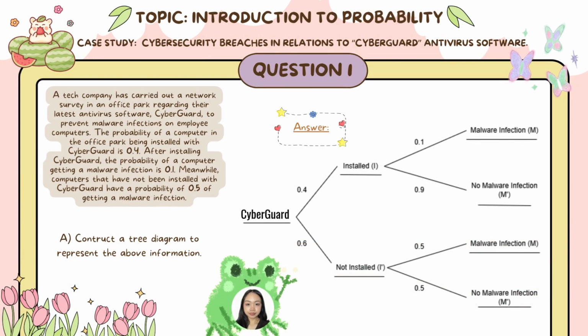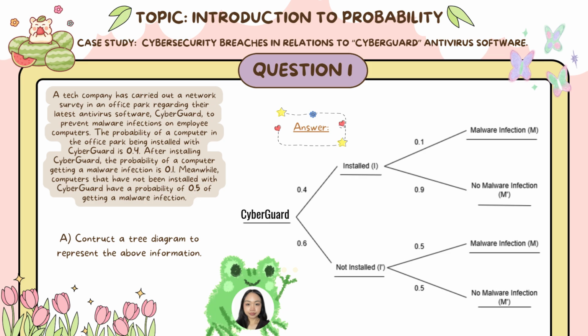The next topic is Introduction to Probability. Question 1. Case study: cybersecurity breaches in relation to CyberGuard antivirus software. Question A. Construct a tree diagram to represent the above information.